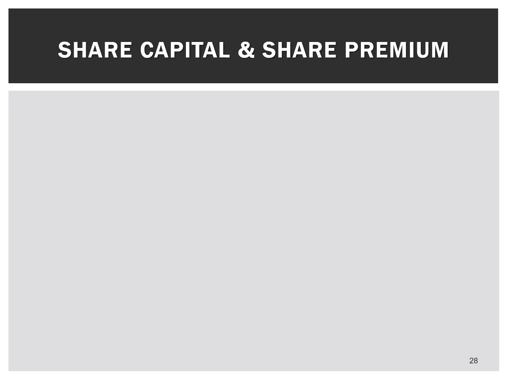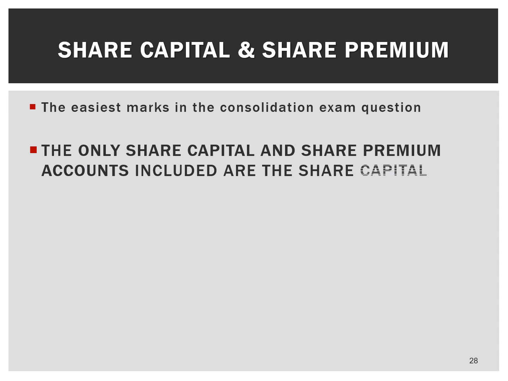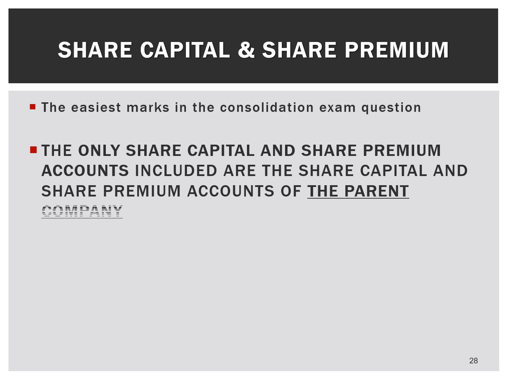Now, the share capital and share premium accounts that appear in the consolidated statement of financial position, as I've said earlier on, are the easiest marks to gain in the consolidation if you remember this one important thing. The only share capital and the only share premium accounts included in the consolidated statement are the share capital and share premium accounts of the parent company. That will always be the case, and it's the first figures that you can put into that consolidated statement.